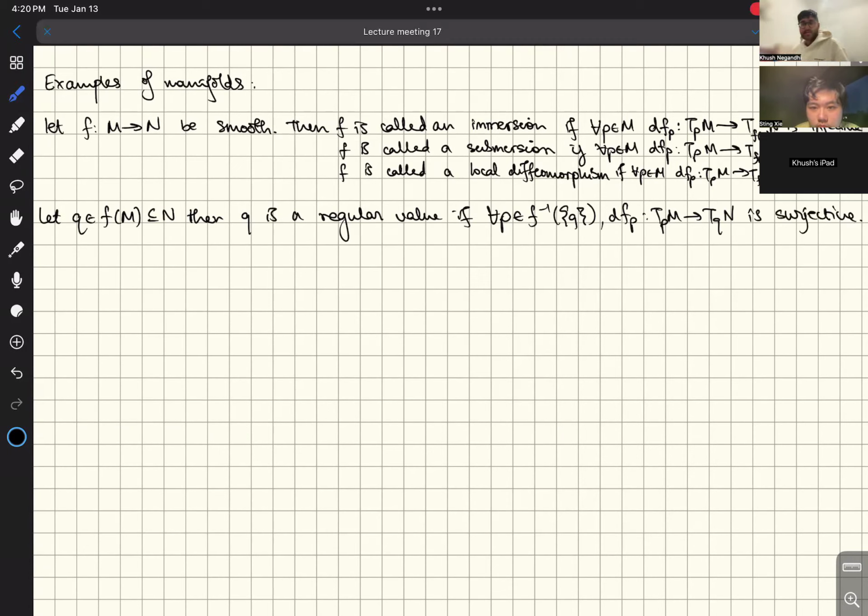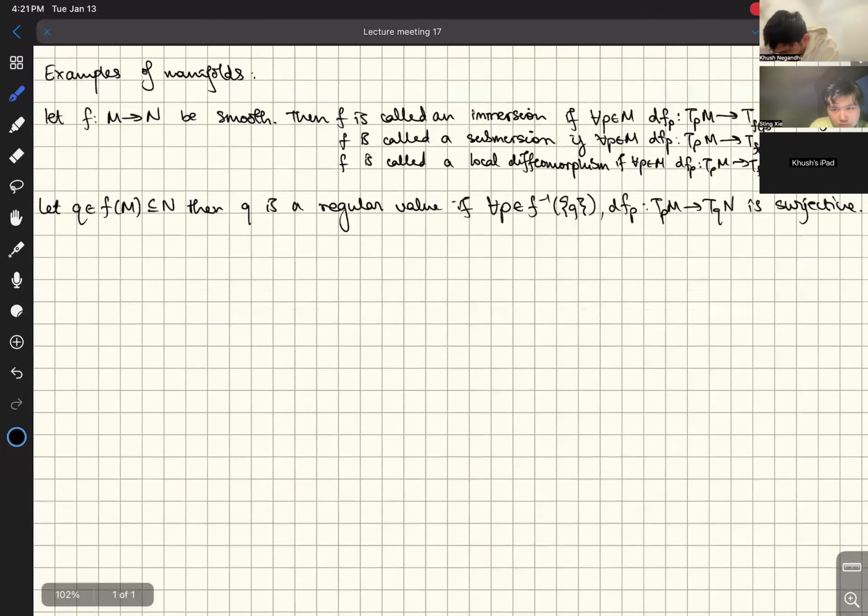Okay. So essentially, if you restrict the function f to the level set of Q, then the map is a submersion. So then Q is called a regular value. Otherwise, it's called a critical value. Okay. So with this out of the way, let's now define one more thing.